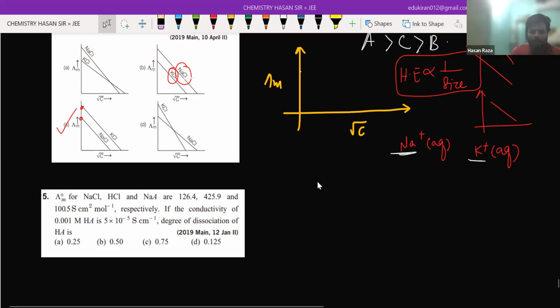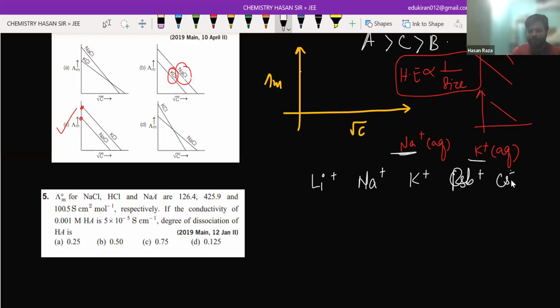I'm going to explain this. This is your Li plus. Li plus, I am writing, that means it is in aqueous solution, K plus, and then Rb plus, and then Cs plus. Rubidium, Rb plus. Okay. Now see what happens.